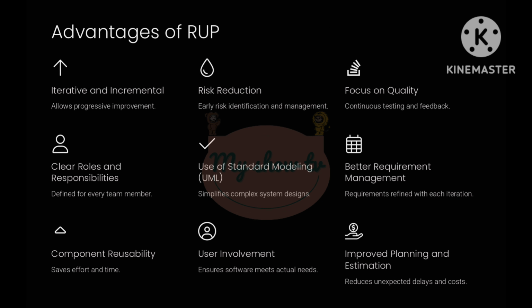Slide 4. Advantages of RUP. 1. Iterative and incremental approach allows early testing and feedback. 2. Risk reduction. Risks are identified and resolved early. 3. Focus on quality. Regular testing ensures fewer bugs. 4. Defined roles. Clear division of work improves team efficiency. 5. UML for modeling makes system design easy to understand. 6. Effective requirement management adapts to changing user needs.